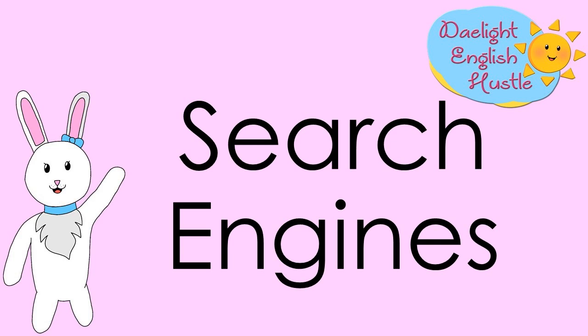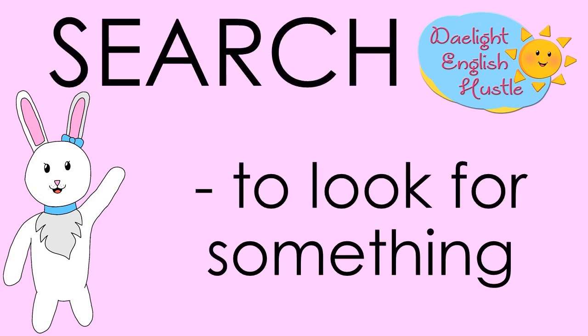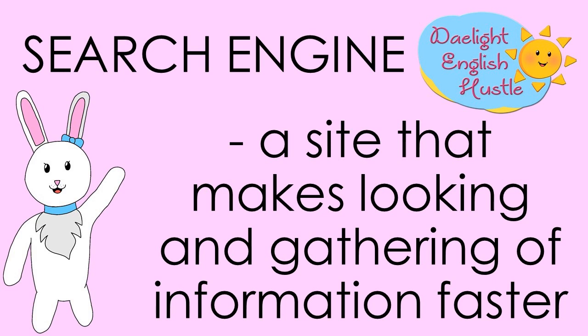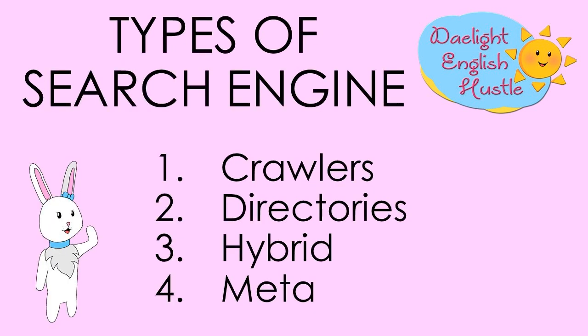Search engine is a combined word which came from the words search and engine. Search means to look for something, and engine is an instrument that makes transfer faster. If we combine it together, search engine is a site that makes looking and gathering of information faster. There are 4 types of search engines: crawlers, directories, hybrid, and meta.